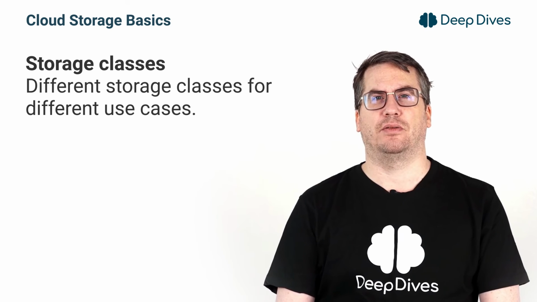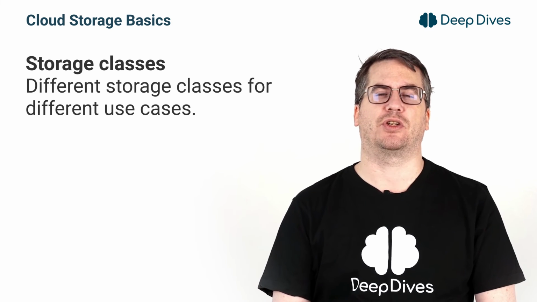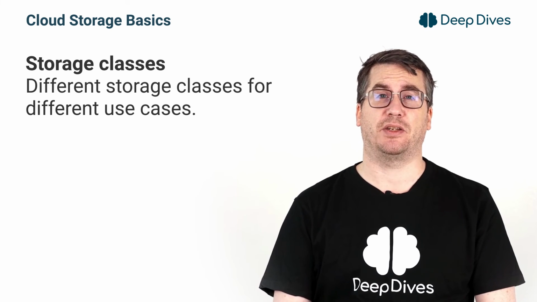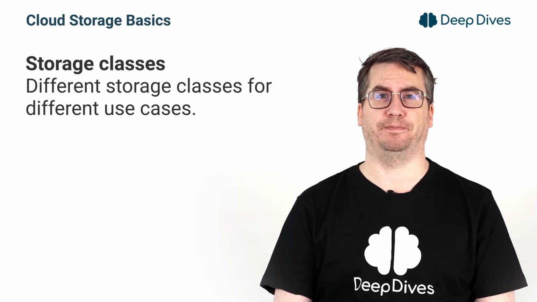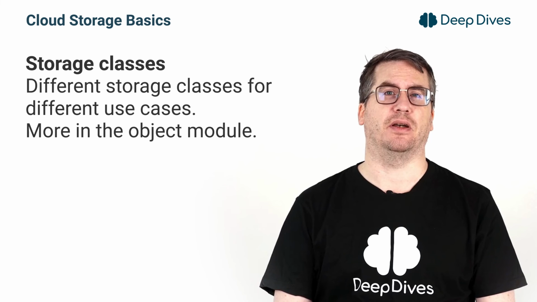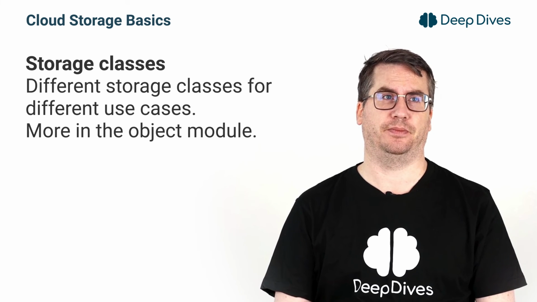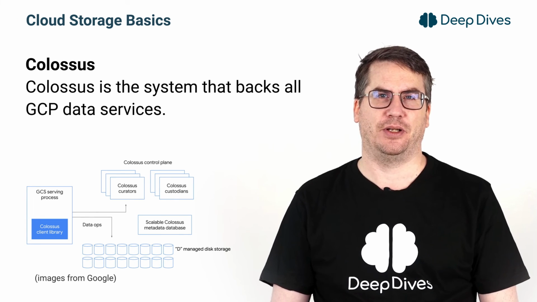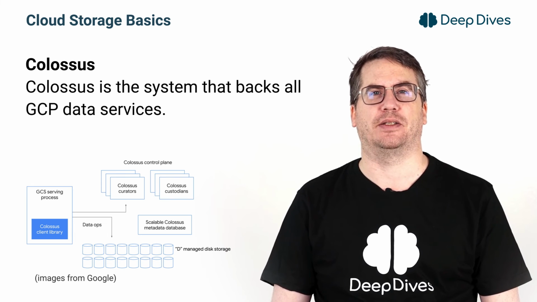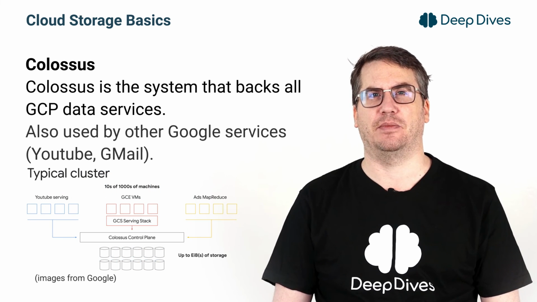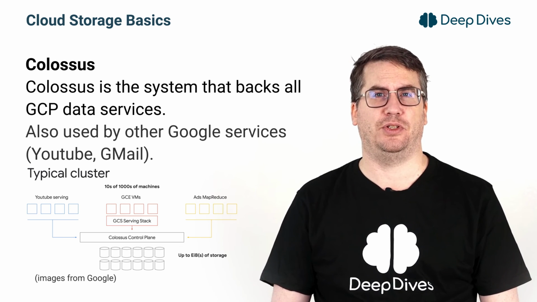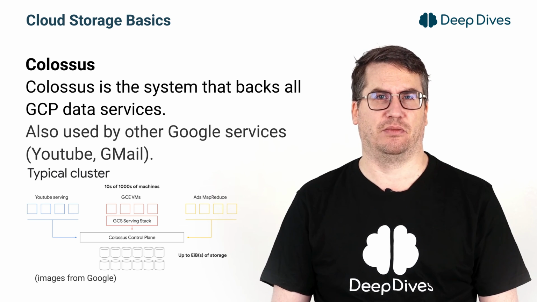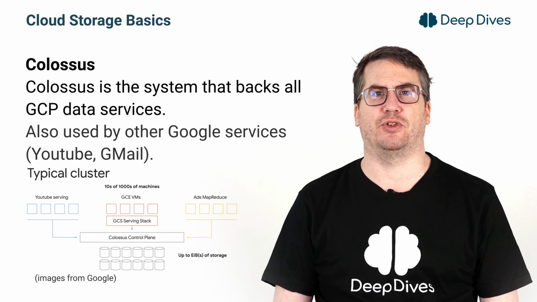In cloud storage, objects can be in different storage classes, which are priced differently based on the type of workload we're using the storage for. More about that in the object module. Cloud storage is based on the Google Colossus file system. The Colossus system is Google's planet-wide data storage solution, which is used by all Google services from YouTube to a virtual machine hard drive.